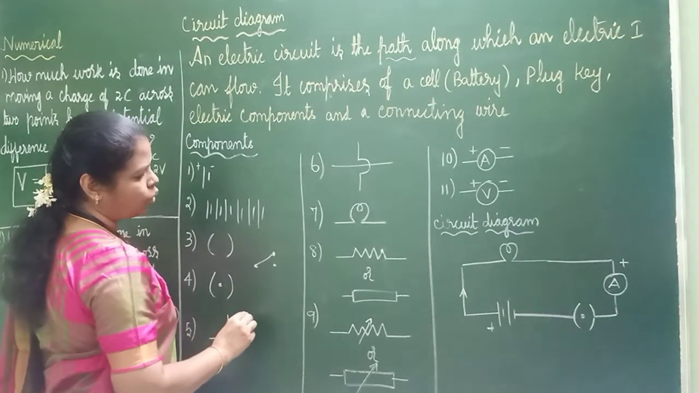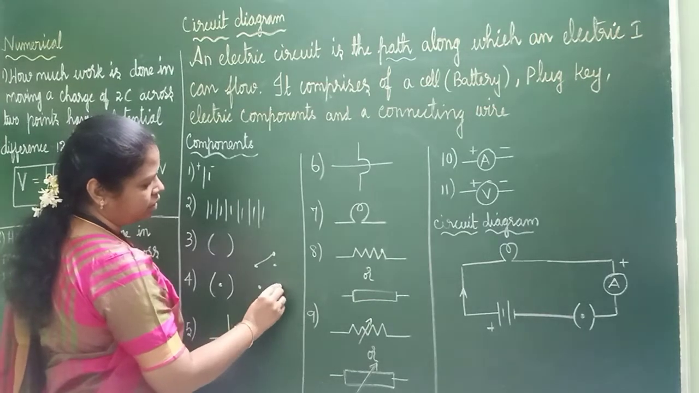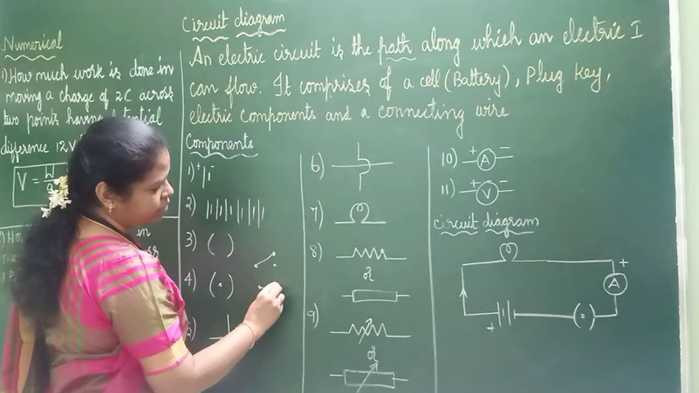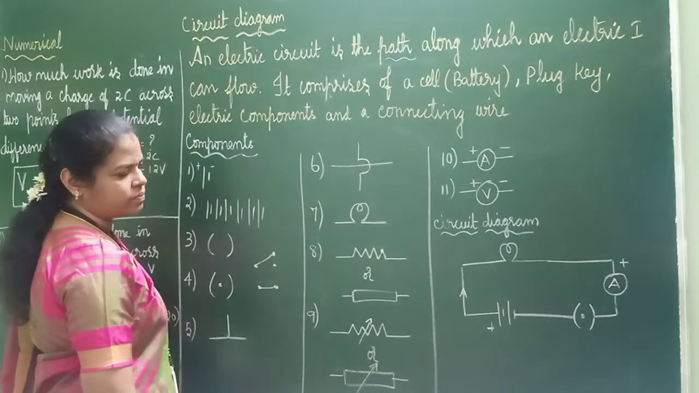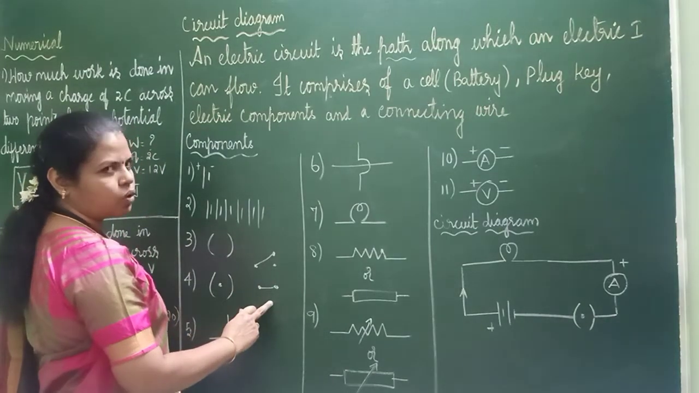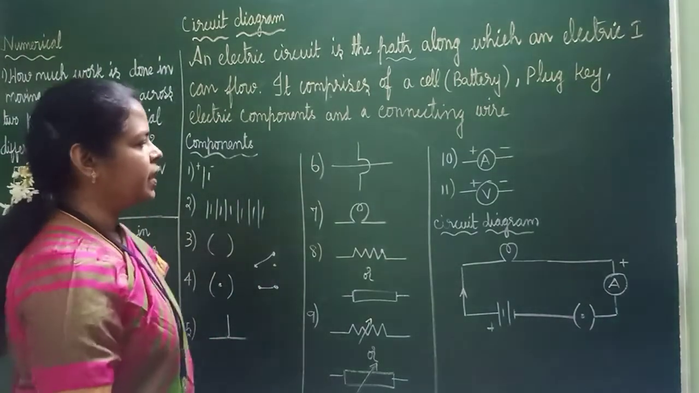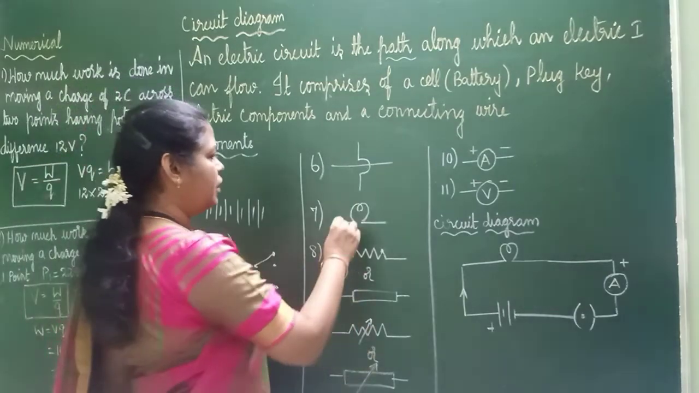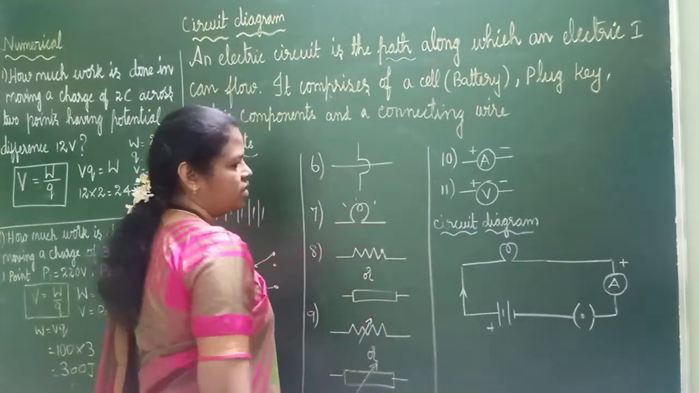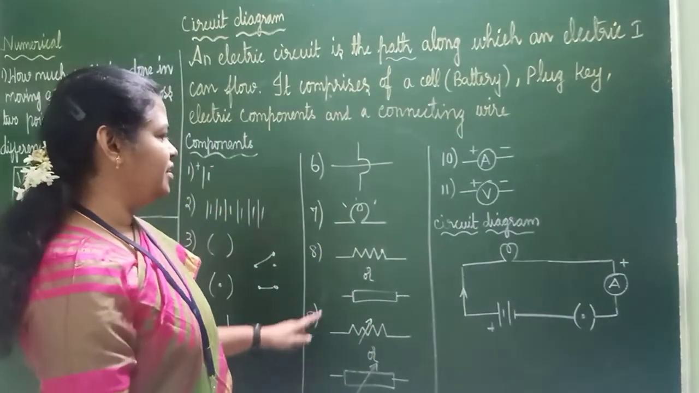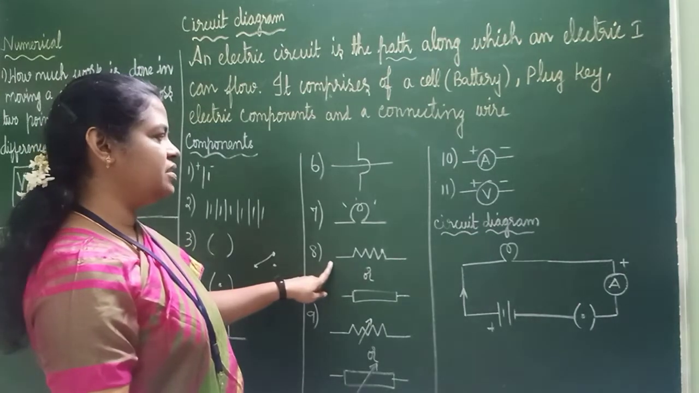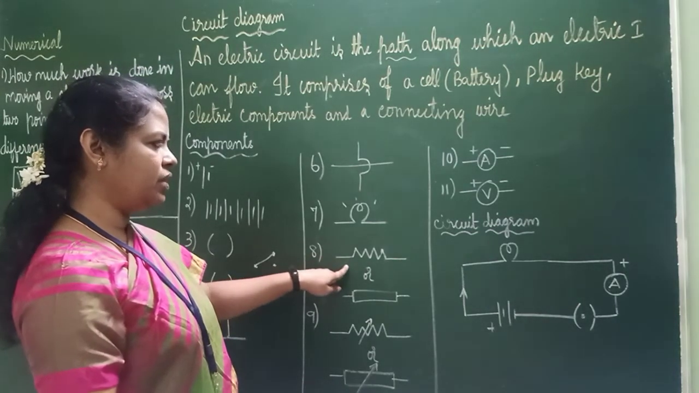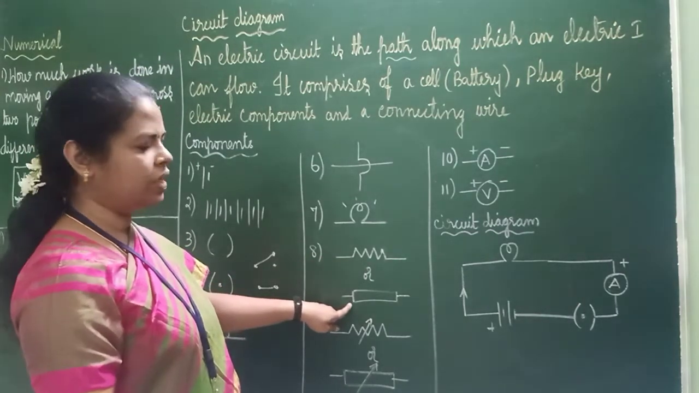This is open. If the line is coming like that, then it is closed. This is an open switch, this is a closed switch. And then this is a bulb. When the bulb is glowing, we will show it like this. This is a resistor. A resistor can be drawn like this, or it can also be given like this.